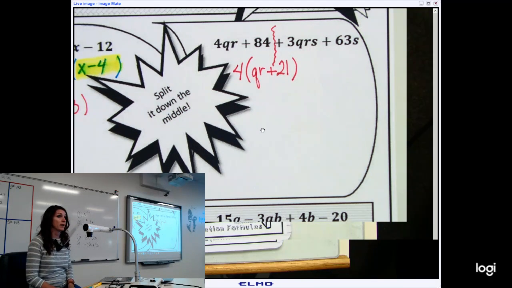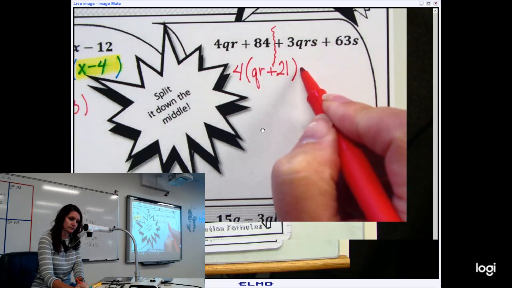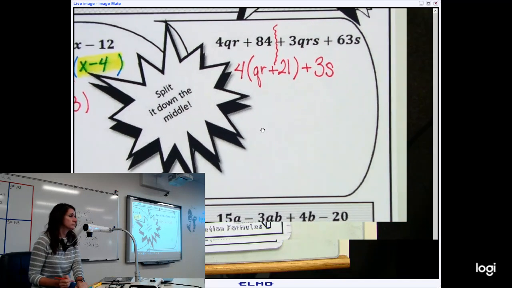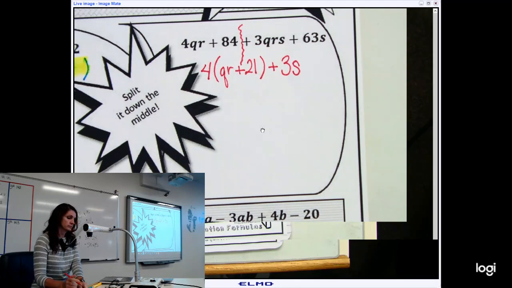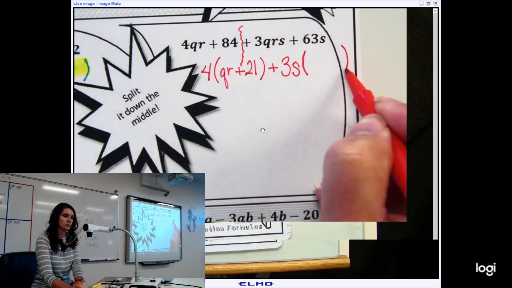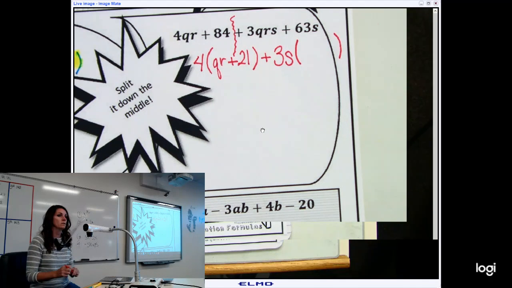Now we'll move to the right-hand side. What's my greatest common factor on the right-hand side? 3 what? Yeah, they both have an S. You guys have picked up factoring faster than any Math 2 class I've had in a long, long time. You're doing great.